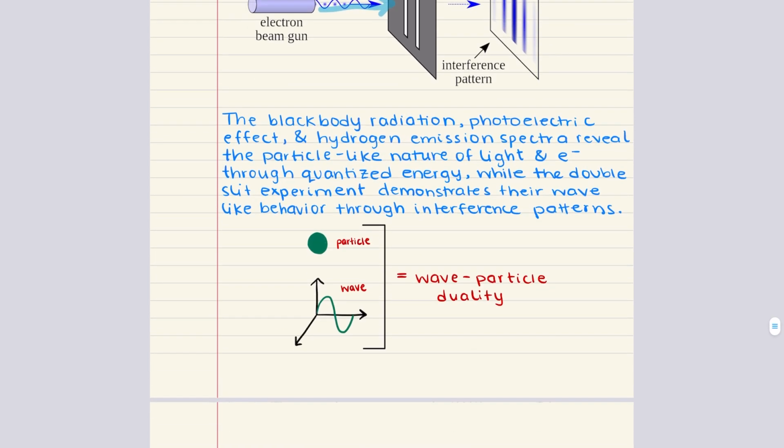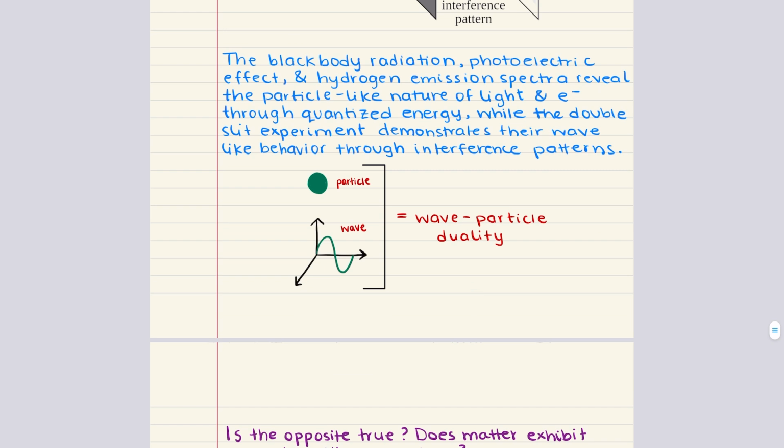So, what does this mean in the broader context of what we've learned? Each of the experiments we've discussed contributes to our understanding of the wave-particle duality. Blackbody radiation and the photoelectric effect reveal the particle-like nature of light through the concept of photons and quantized energy. The hydrogen emission spectrum shows that electrons in atoms also exhibit quantized energy behavior. And the double slit experiment demonstrates the wave-like nature of particles like electrons through interference patterns. So together, these experiments provide strong evidence for the wave-particle duality.